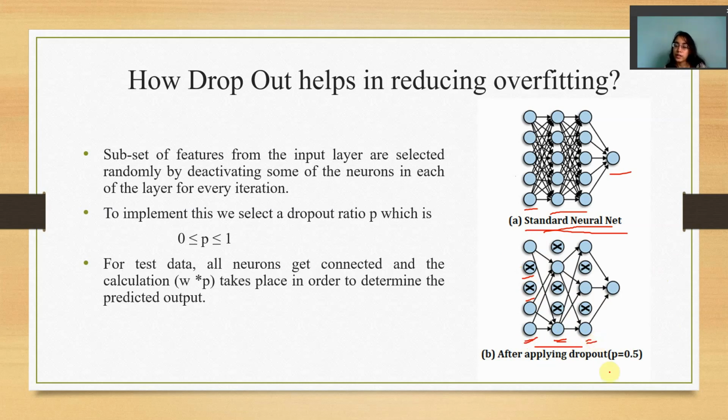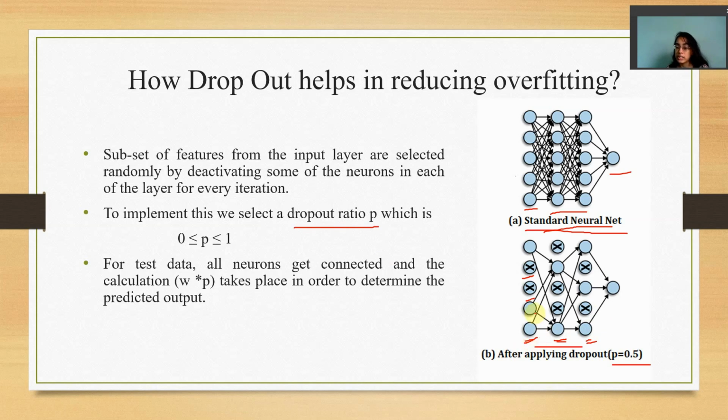Now you can see here that I have written p is equal to 0.5. Now what is this p? Since these neurons are deactivated, this deactivation is based on a ratio which is called the dropout ratio p. P is the dropout ratio based on which the neurons get deactivated. Since I have taken the dropout ratio to be 0.5, I have deactivated the neurons accordingly.